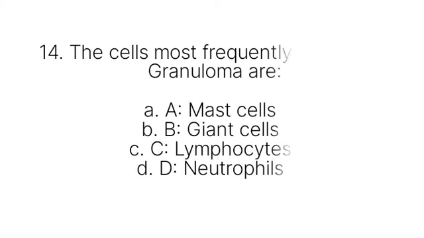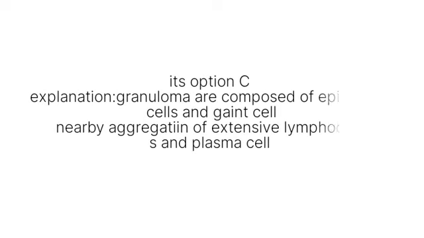14. The cells most frequently found in a granuloma are A. mast cells, B. giant cells, C. lymphocytes, D. neutrophils, E. RBCs. It's option C. Explanation: granulomas are composed of epithelioid cells and giant cells, nearby aggregation of extensive lymphocytes and plasma cells.